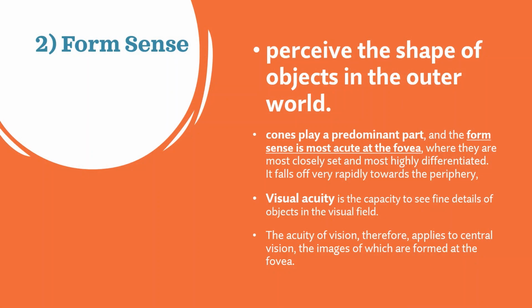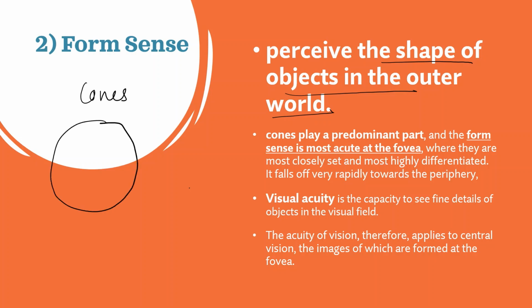Next, we will move on to the form sense. This is the ability to perceive the shape of objects in the outer world, and here cones play a predominant role. Again the concept that the fovea has the maximum number of cones, and thus the form sense is most acute at the fovea because here cones are closely set and most highly differentiated. Towards the periphery the form sense will gradually fall.